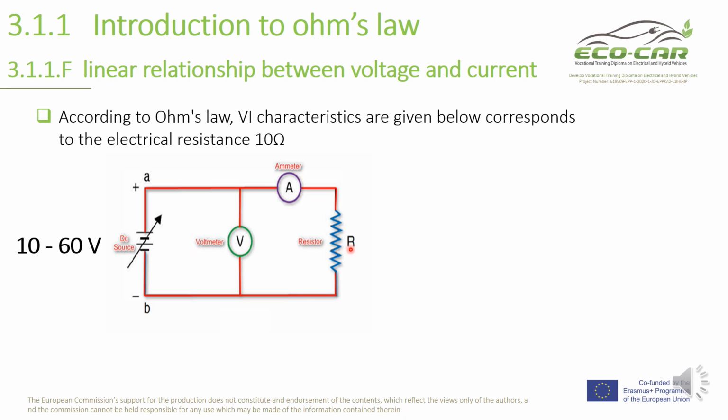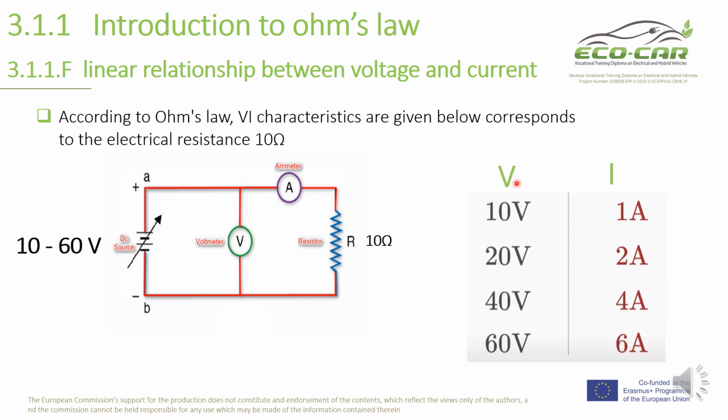So we have here a fixed resistance of about 10 ohm. What are the values of currents here, when the DC power supply is variable and can give us 10 to 60 volt when this resistance is fixed, as you see in this table. According to Ohm's law, the current here is equal to the voltage divided by this resistance.